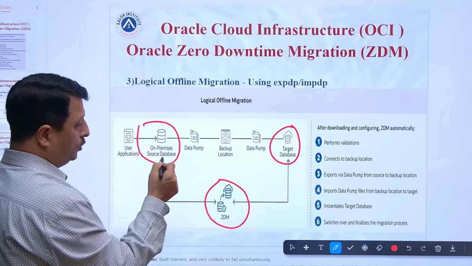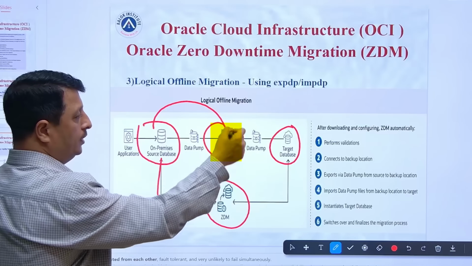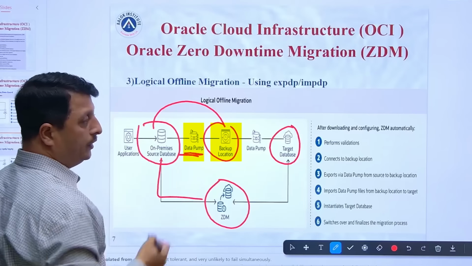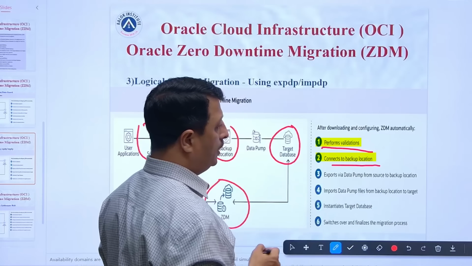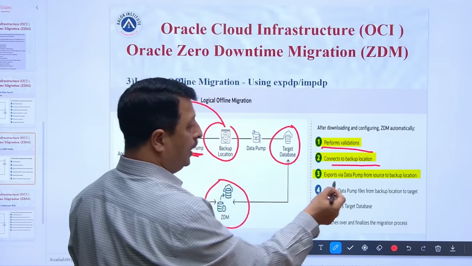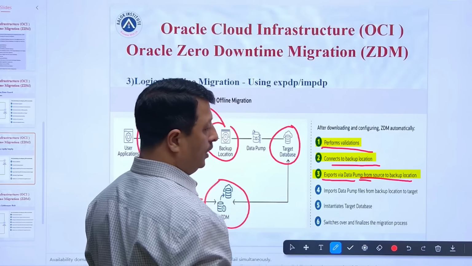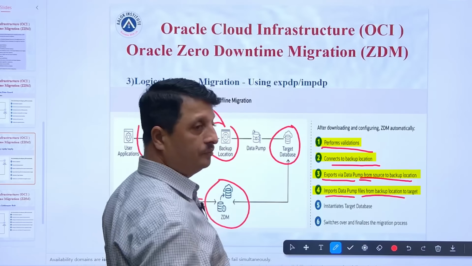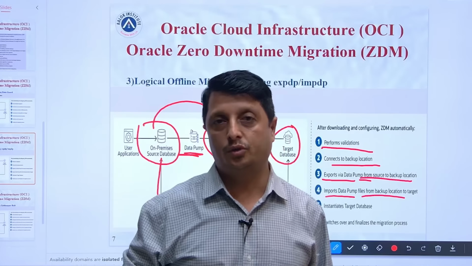connect to my source, take the export, and push the backup using Data Pump. It performs validations, connects to the backup locations, takes the export via Data Pump from the source, and then does the import using that backup. So where is this backup stored? Obviously in the object storage.